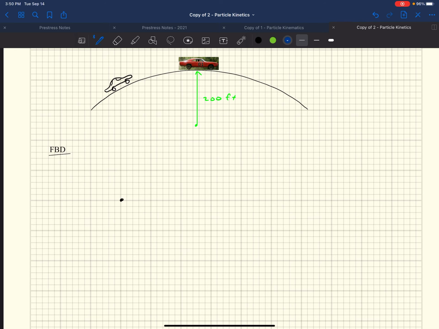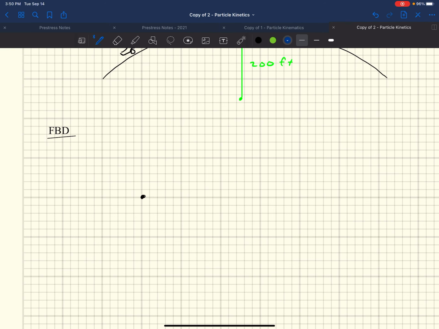So for my forces here, I like to start with gravity. We do have mass times gravity acting down. I also have a normal force acting up. And that is it for forces.